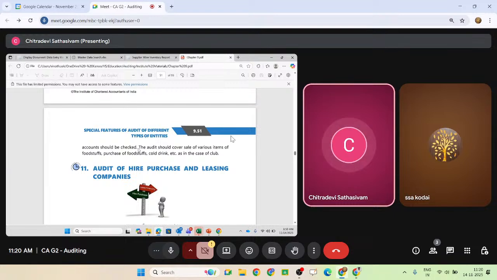Now let us go into leasing, which is nothing but as per AS 19. The most important thing is that in hire purchase, the possession of the goods is delivered to the buyer, but the ownership alone is not transferred. Once the last installment is settled completely, the ownership is transferred to the buyer. This is for hire purchase. In leasing, the ownership remains with the lessor only.